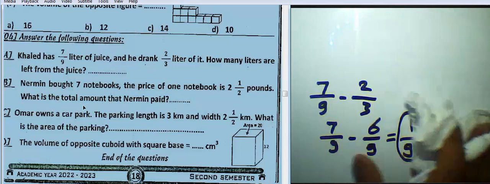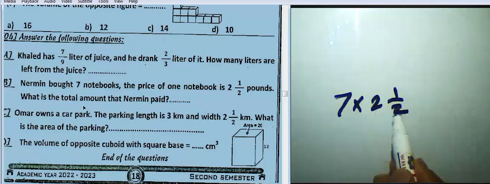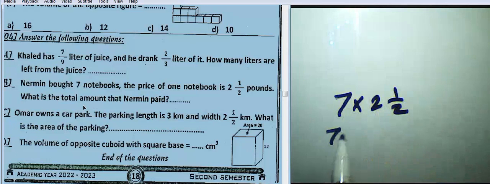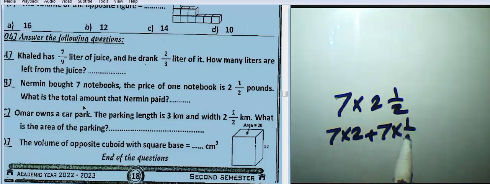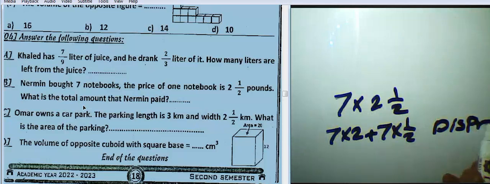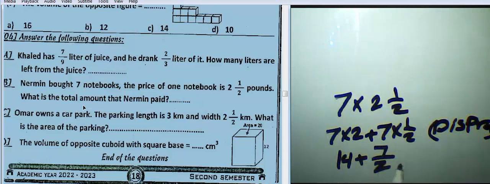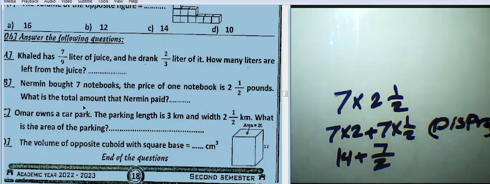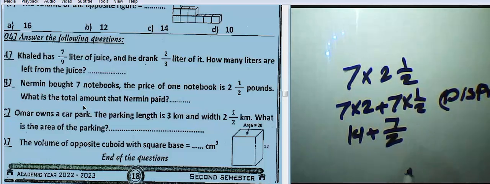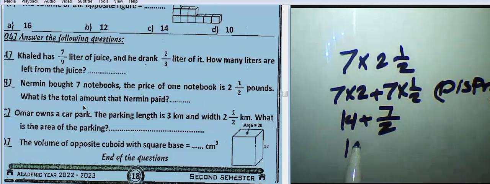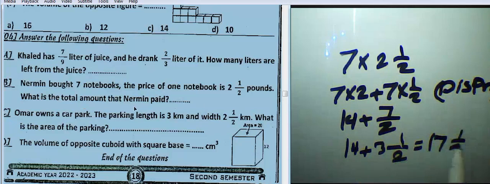7 times 2.5. We can use the distributive property. 7 times 2 plus 7 times half. Okay. 7 times 2 equals 14. We are using the distributive property here. 14 plus 7/2. 7 divided by 2 equals 3.5. The result will be 14 plus 3.5, which is 17.5. The result will be 17.5 pounds.